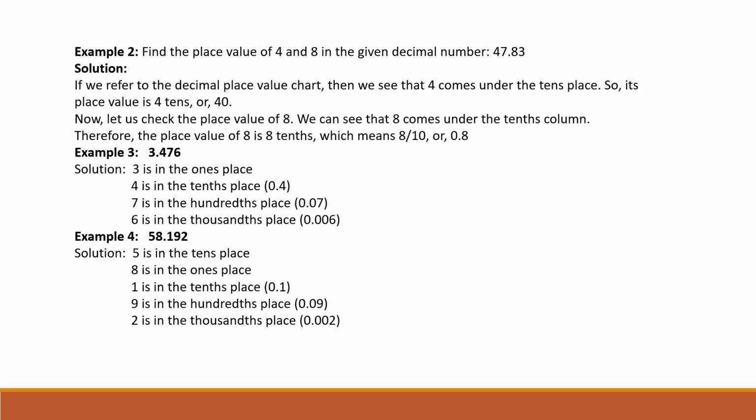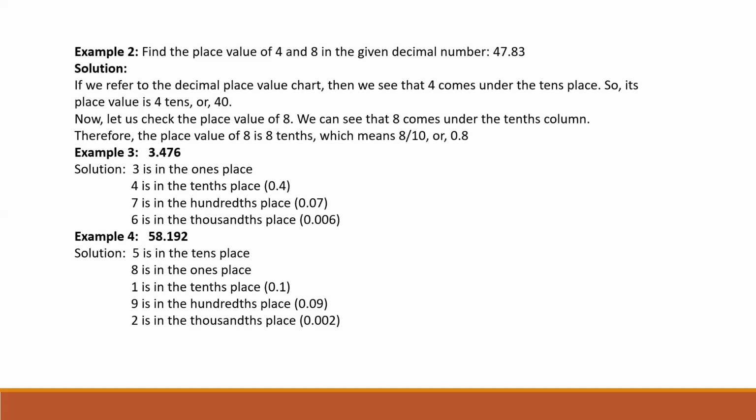Then there is another example. Find the place value of 4 and 8 in the given decimal number. The number is 47.83. If we refer to the decimal place value chart, we see that 4 comes under the tens place. So its place value is 4 tens, or 40. Let's check the place value of 8. We can see that the 8 comes under the tenths column. Therefore, the place value of 8 is 8 tenths, which means 8 upon 10 or 0.8.